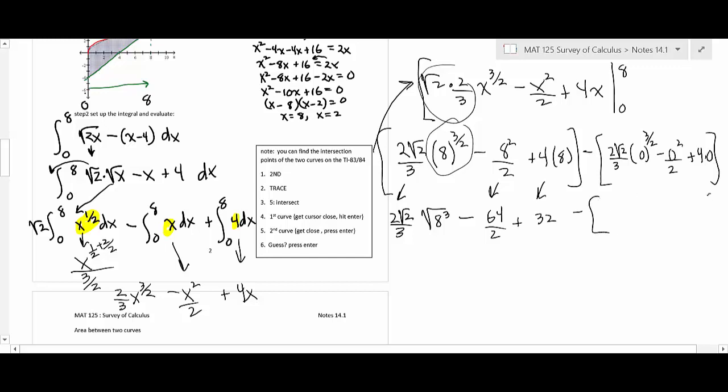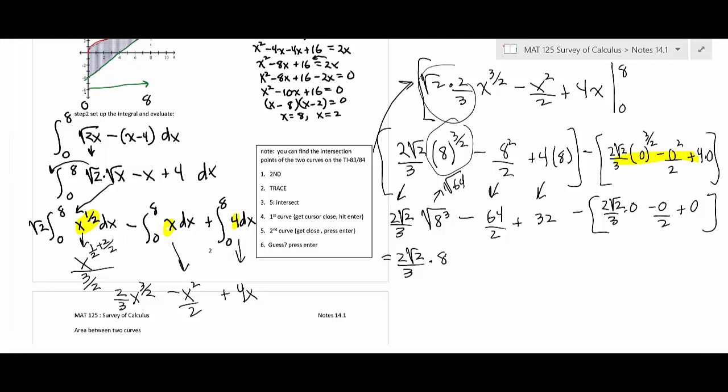What do you think is going to happen on the right here with all this stuff? It's going to be 0 because you're going to have 2 root 2 over 3 times 0. 0 to any power is 0. This is 0 over 2, and that's 0, so that whole thing becomes 0. So you're going to end up with 2 root 2 over 3. This is really the square root of 64, and the square root of 64 is 8. So we have that. You've got to know how to change a 3/2 power to a square root of something to the third.